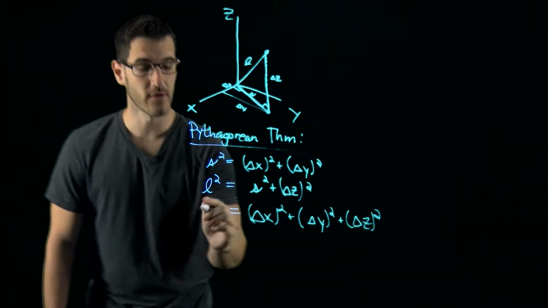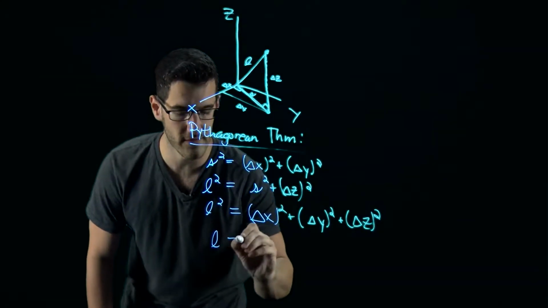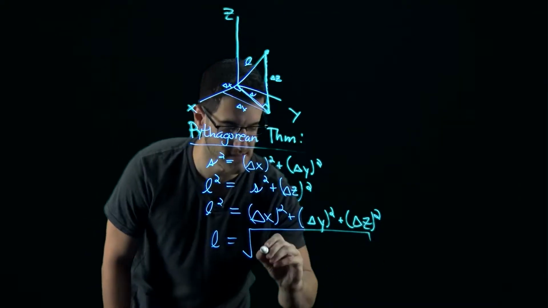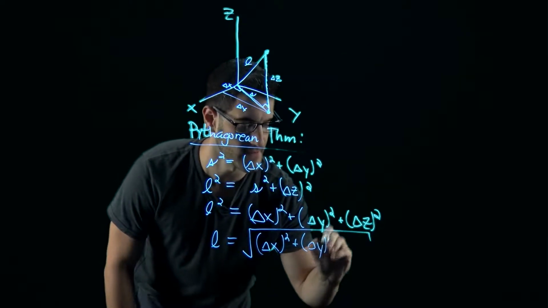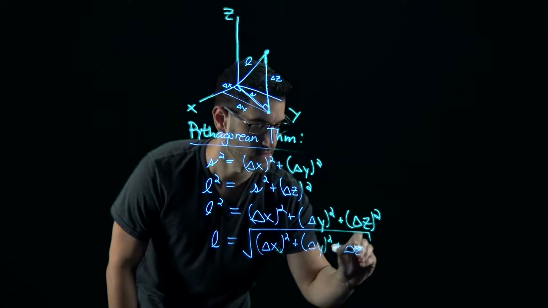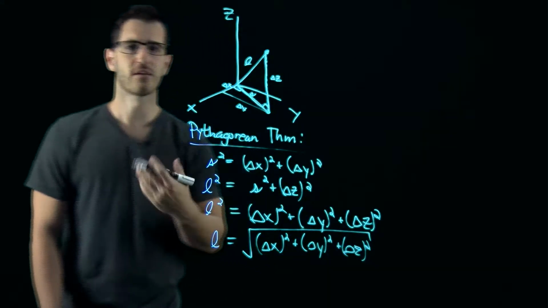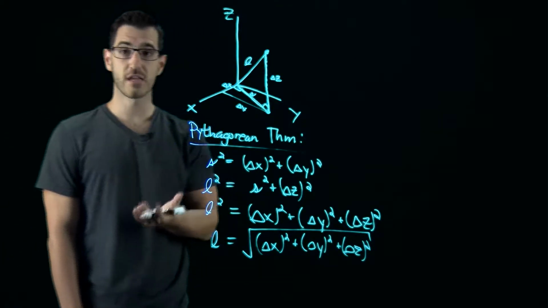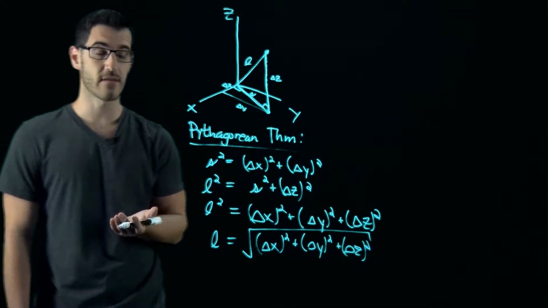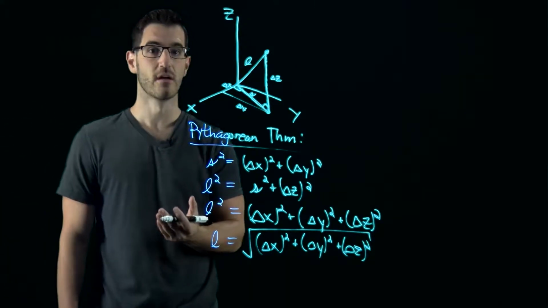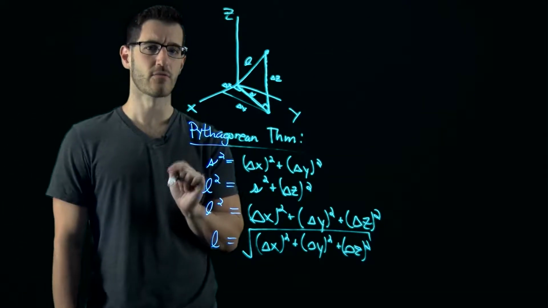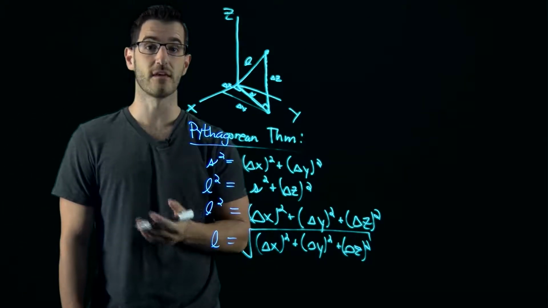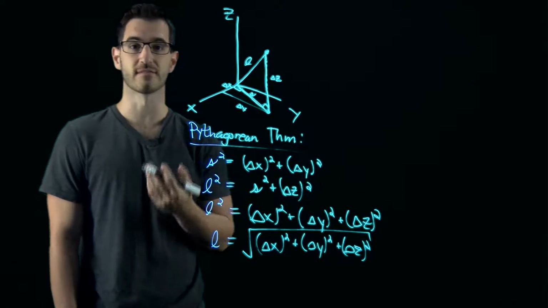And we can now take the square root of both sides, and we can show that this length L here is just the square root of delta x squared plus delta y squared plus delta z squared. So if we know the change in x, the change in y, and the change in z, we have something that looks very, very similar to our Pythagorean theorem. And this formula is going to play a key role in our developing of the arc length formula for curves in 3-space.